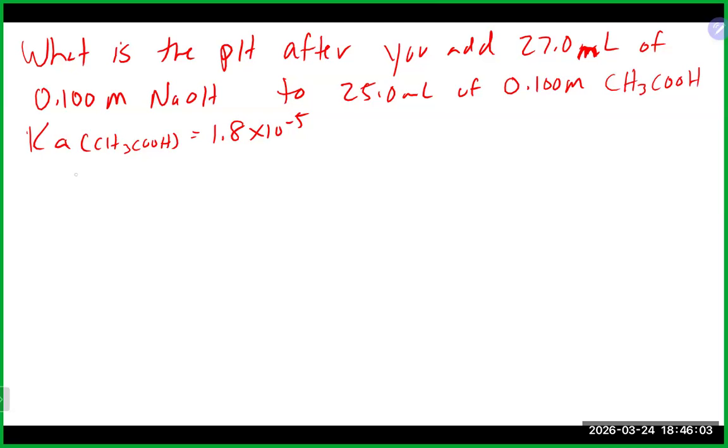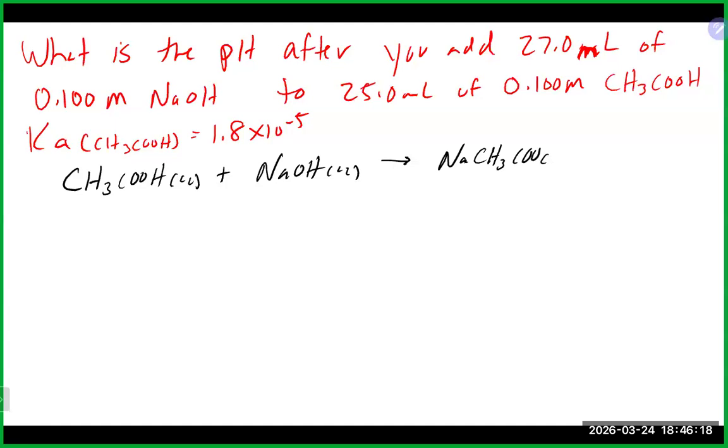So we'll start with our reaction here. Our acetic acid reacting with our sodium hydroxide, again making our sodium acetate on the double displacement, and our water. Once again, since we are adding, we're going to do our ice table here in moles. So we are starting with this one, and we are adding this one here.